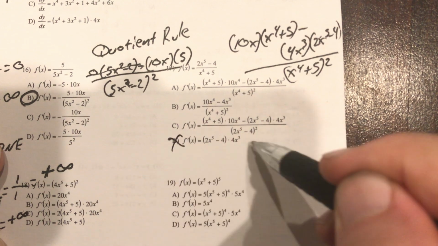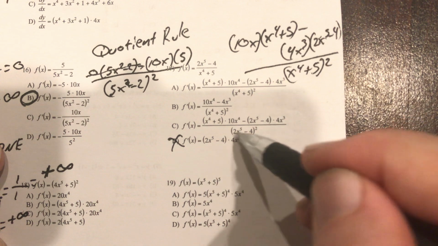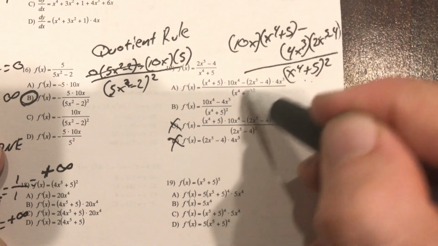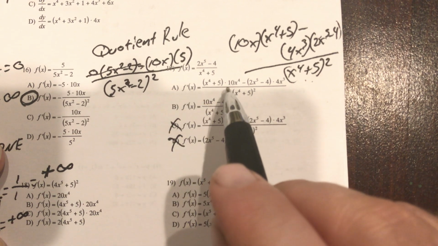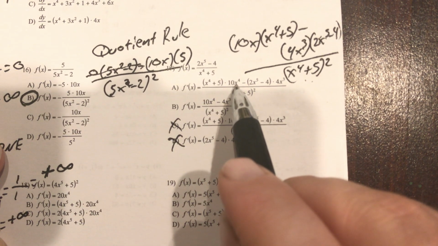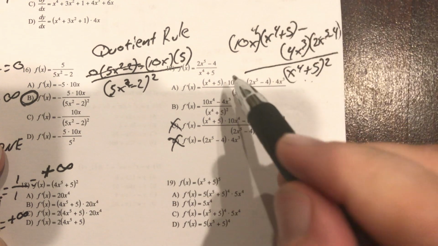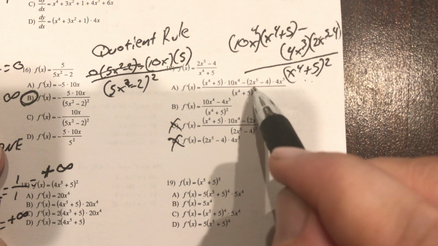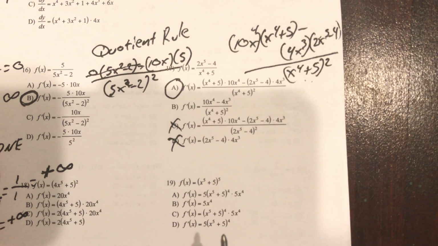So it's not D because it doesn't have that bottom. And then x^4 is not this one. So it's either A or B, but it's most likely A. So let's check. I see 10x. Oh, I forgot to write 4. 10x^4, x^4 plus 5 minus, and basically we got the same thing, so it's A.